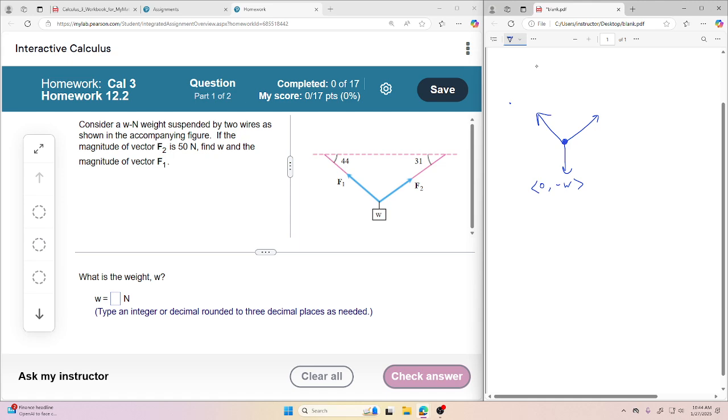Technically. And you don't have to do this. I'm just showing one way to think about it. W goes down. Okay, look, I'm trying to draw a 44 down here. Wouldn't it be 44 down here? So this is 44. We all had to learn geometry at some point. And this right here is 31.